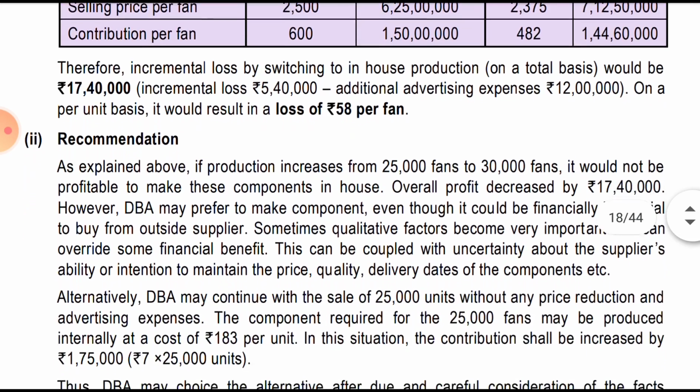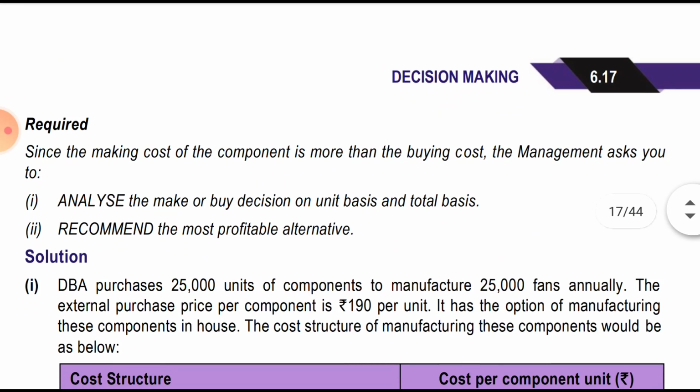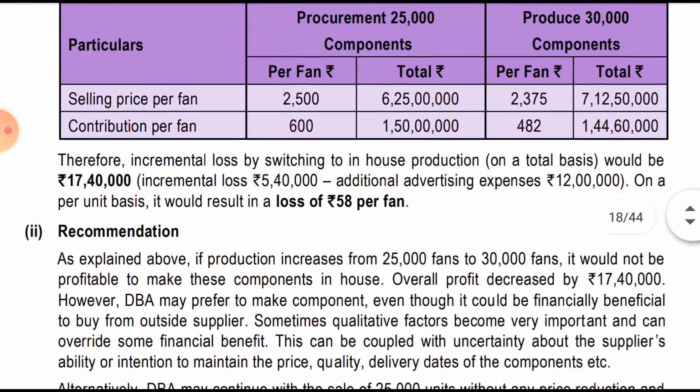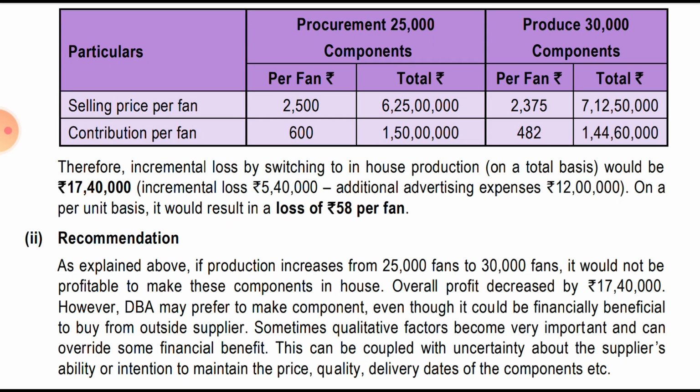Perfect. Then they would have asked for a recommendation as well: recommend the most profitable alternative. Of course, what they could have done is manufacture in-house, but not increase the quantity by 5,000, which means they should have produced 25,000 only, but in-house. There would be an increase in the contribution by 7 rupees per unit, and there wouldn't be the cost of 12 lakh rupees or the loss from reducing the selling price by 5% by increasing the units to 30,000. So the conclusion is, to maintain profitability, the company should maintain the quantity at 25,000, but produce in-house instead of sourcing it from outside.